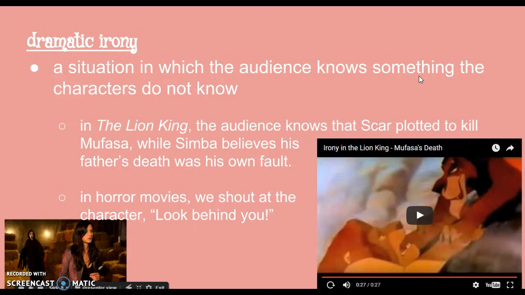Okay, so in that clip, we see that Scar purposely kills Mufasa. While throughout the rest of the movie, until the very end at least, spoiler alert, Simba believes it was his fault that his father died. Another example is in scary movies, the audience often knows where the antagonist or the bad guy or the killer is. In this image right here from Scream, we see the character behind the protagonist here. And people shout, "Look behind you," because we know something that the characters do not.